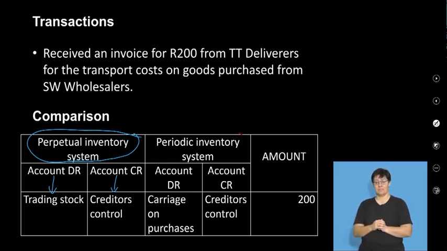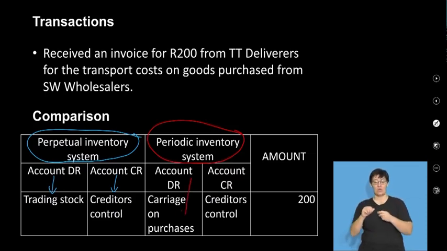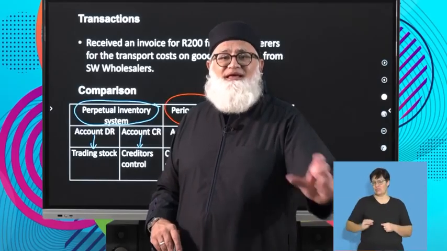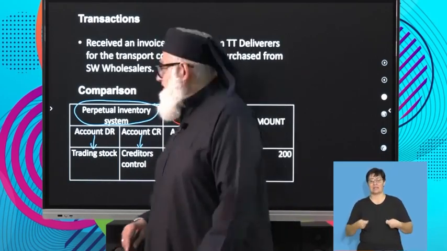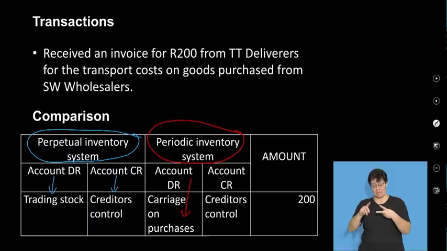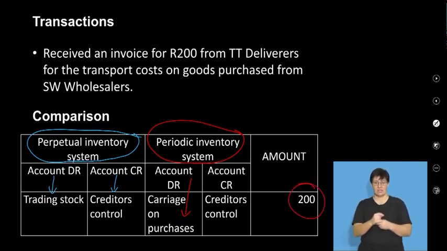Here we go. Periodic inventory system. Account debit is carriage on purchases. A completely separate dedicated account. Okay? And a debit to that account because it's an expense. A credit to my creditors control because that's my liability. And the amount is 200 Rand.